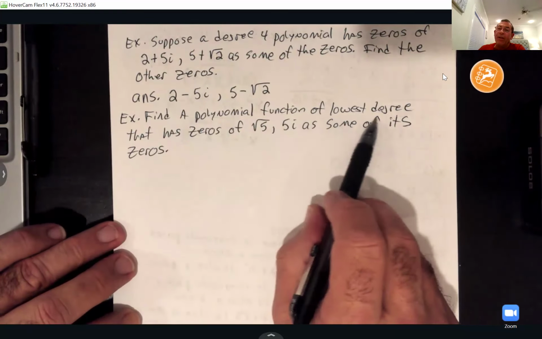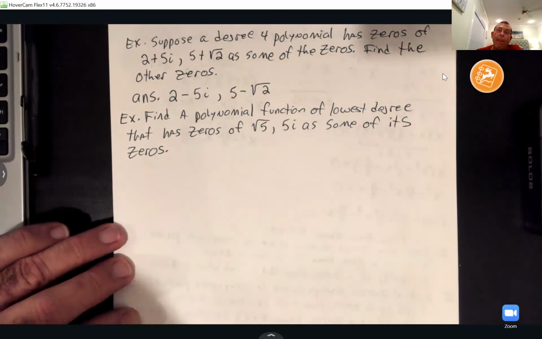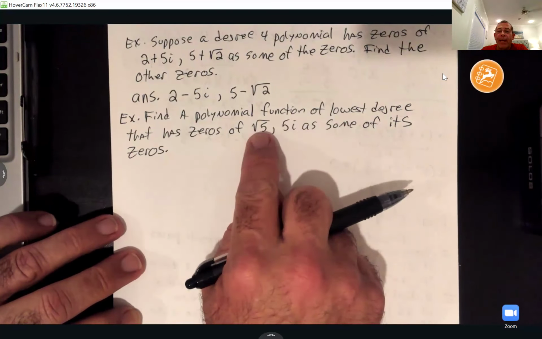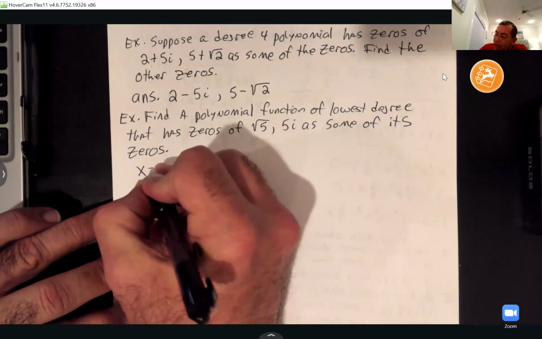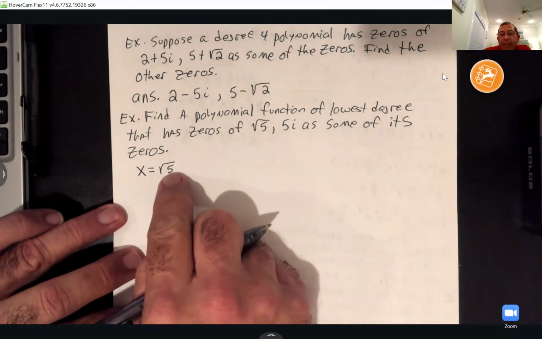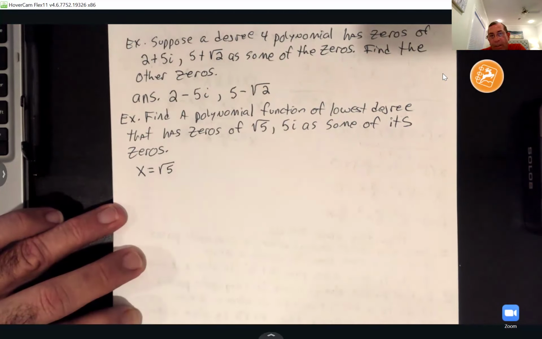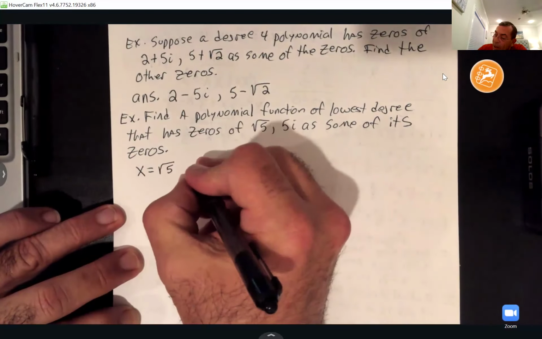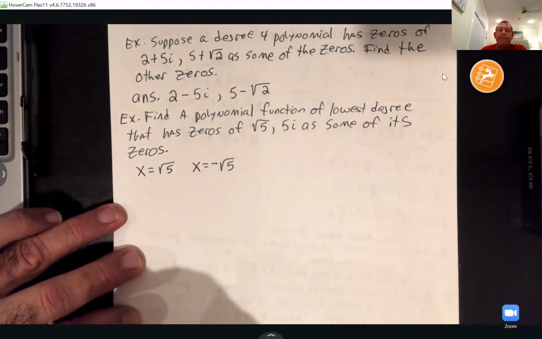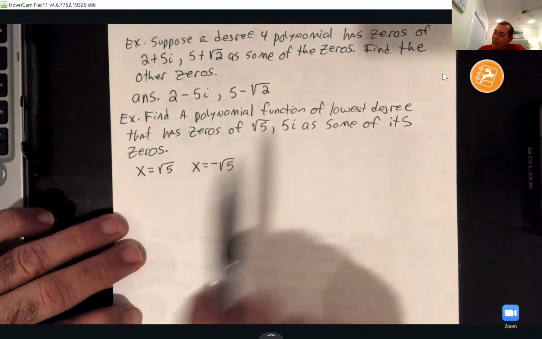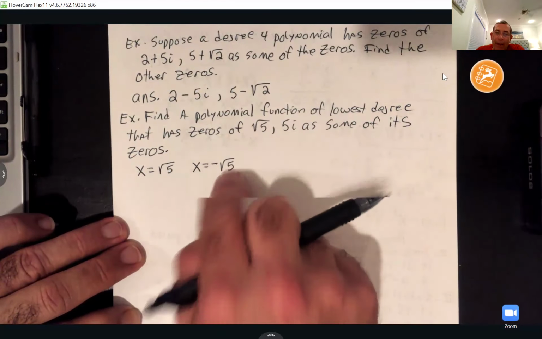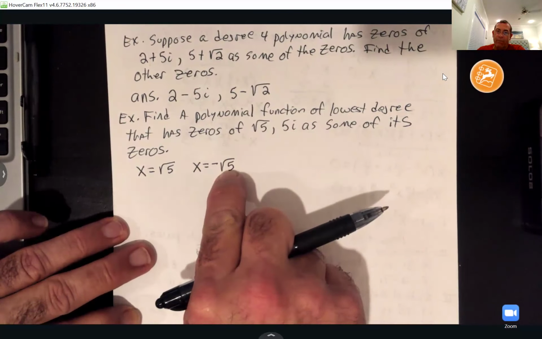Now, they didn't tell me the degree because they don't want to give it away. But here's the thing, they're giving me at least two of them. They're telling me x equals the square root of 5. But if this is a 0, then what else has to be a 0 for sure? Well, x equals the negative square root of 5. So they gave me some of the zeros, but you got to know if they give you the square root of 5, the negative square root of 5 will be there also.